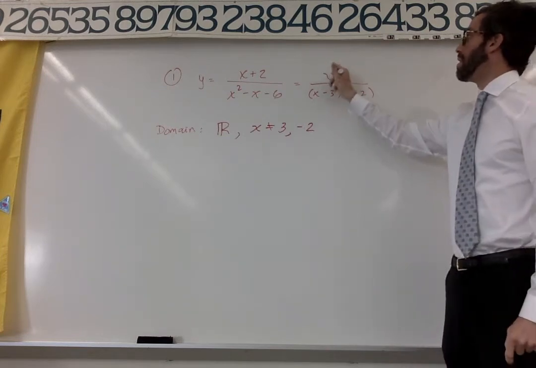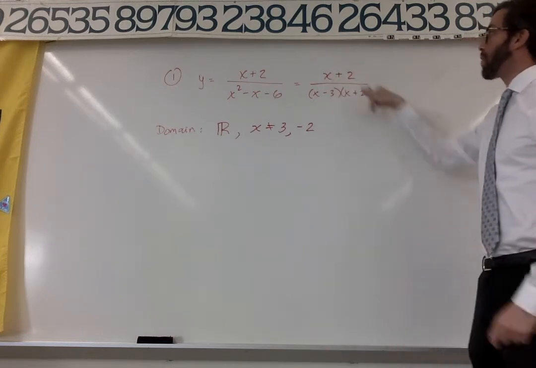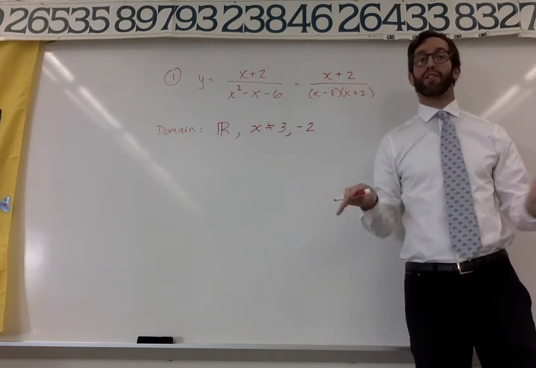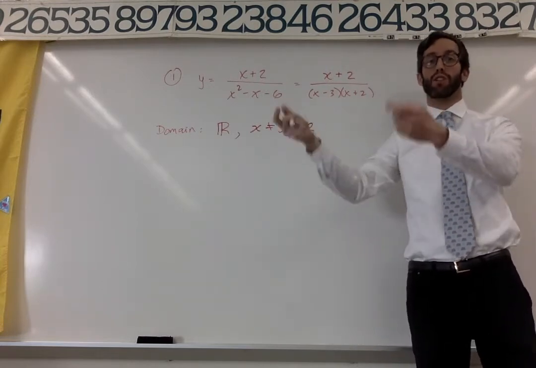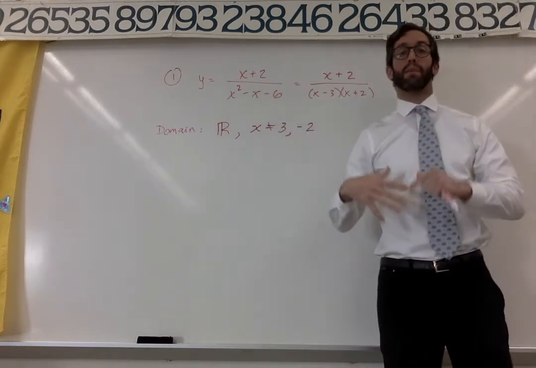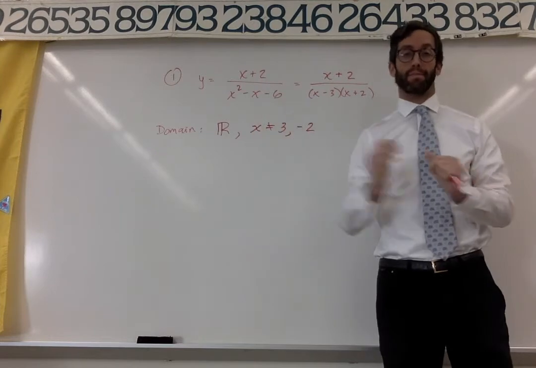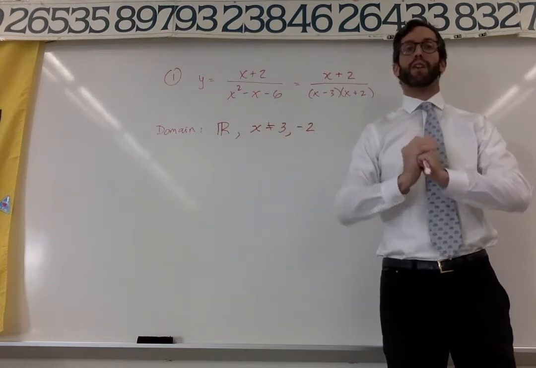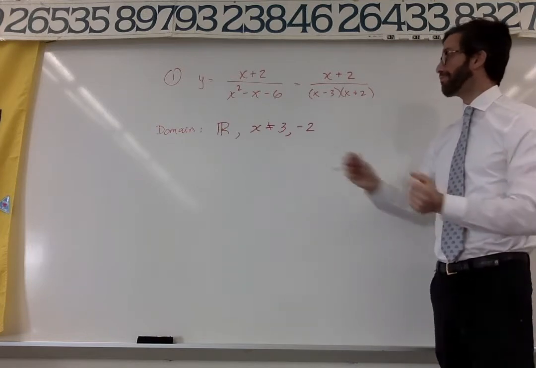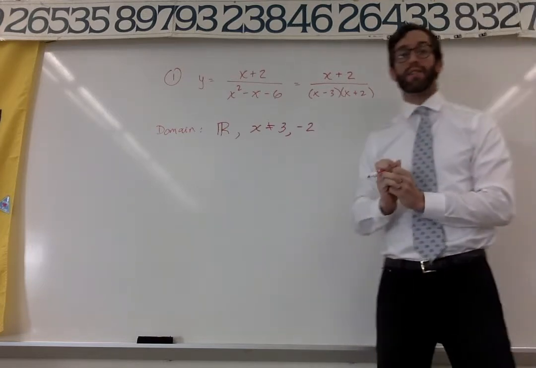Now, notice how the numerator is also x plus 2. So the x plus 2's do cancel out, right? But that doesn't impact the domain. The domain is all based on the original equation. If x is 3 or negative 2, we'd be dividing by 0, so we can't do that. Those x values would not produce real numbers for y, so they are not in the domain.